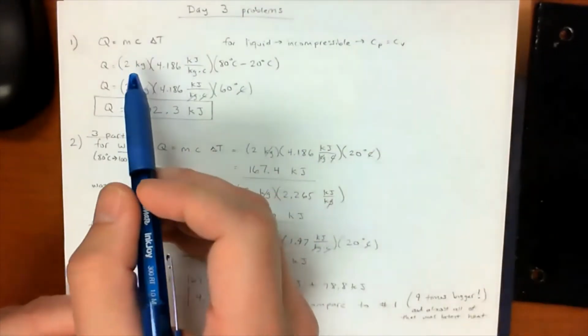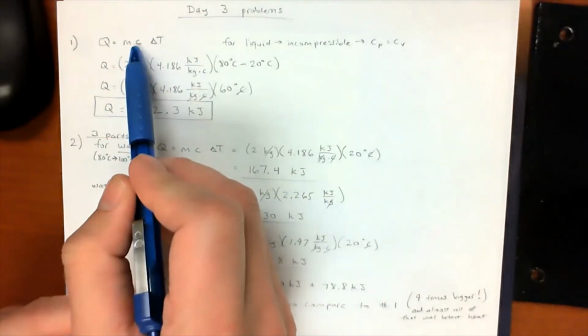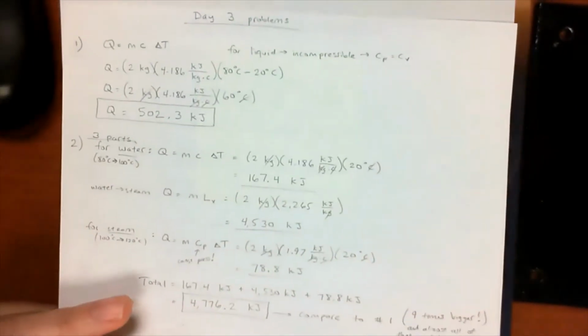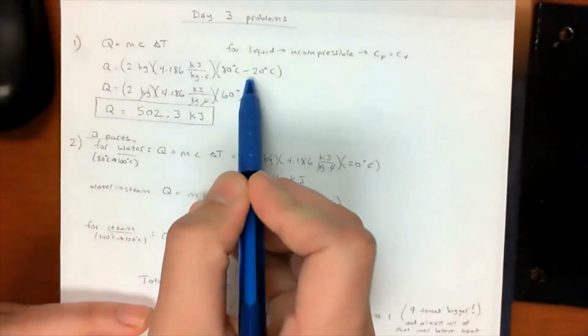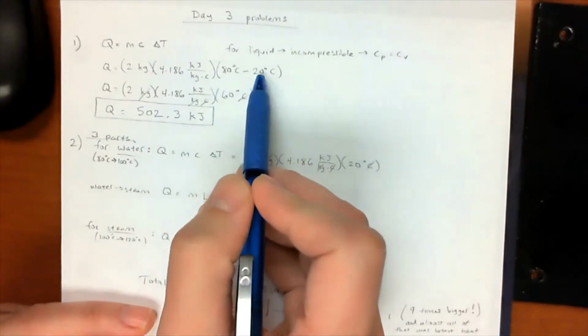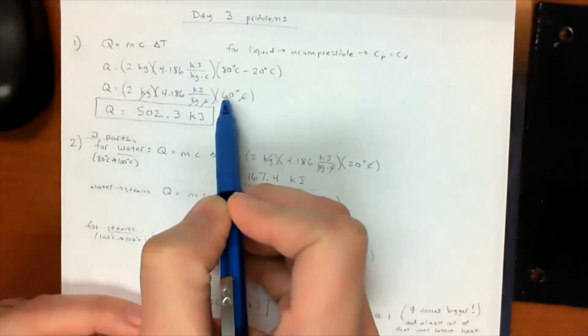All right, so we just plug the numbers in here. We've got our mass, 2 kilograms, our specific heat capacity, that was given in the problem right there. And then we plug in our delta T. So our delta T is T2 minus T1, 80 degrees Celsius minus 20 degrees Celsius, which is 60 degrees Celsius.